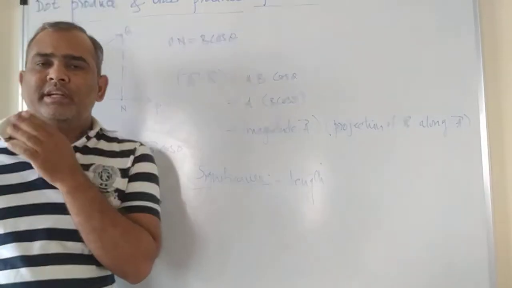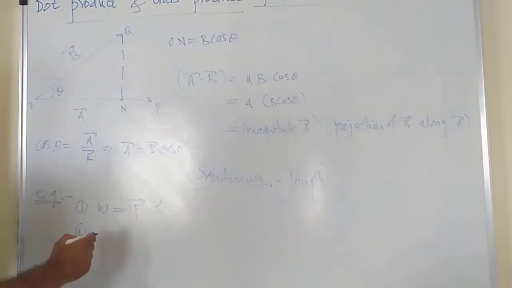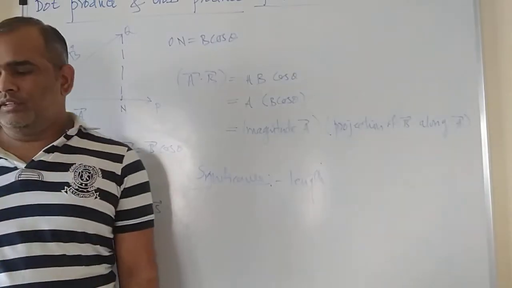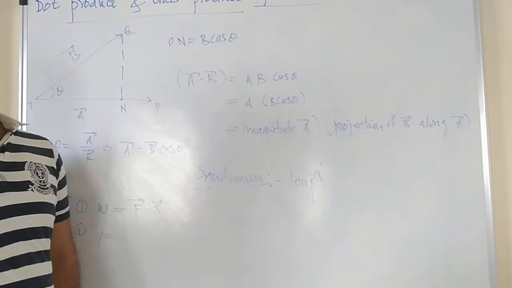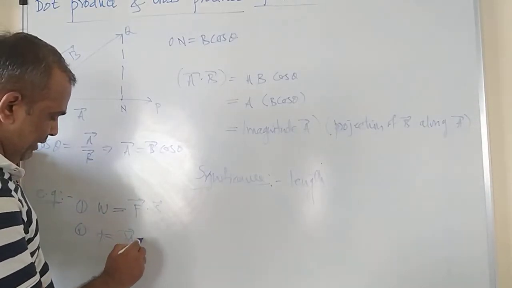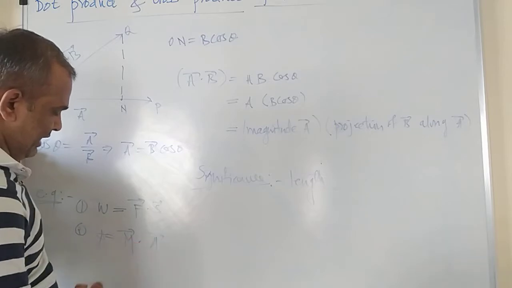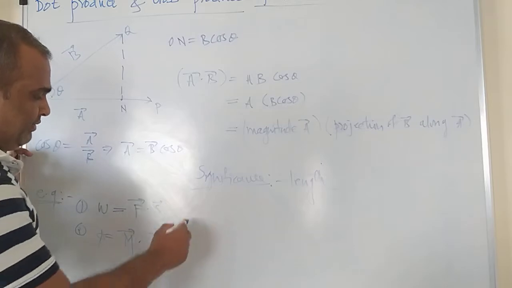Second example, you can take magnetic flux, and this magnetic flux is represented by letter phi. It is nothing but a multiplication of magnetic induction and area vector. So magnetic induction is denoted by letter B bar and area vector is A bar. So B bar dot A bar will give you a scalar, magnetic flux.